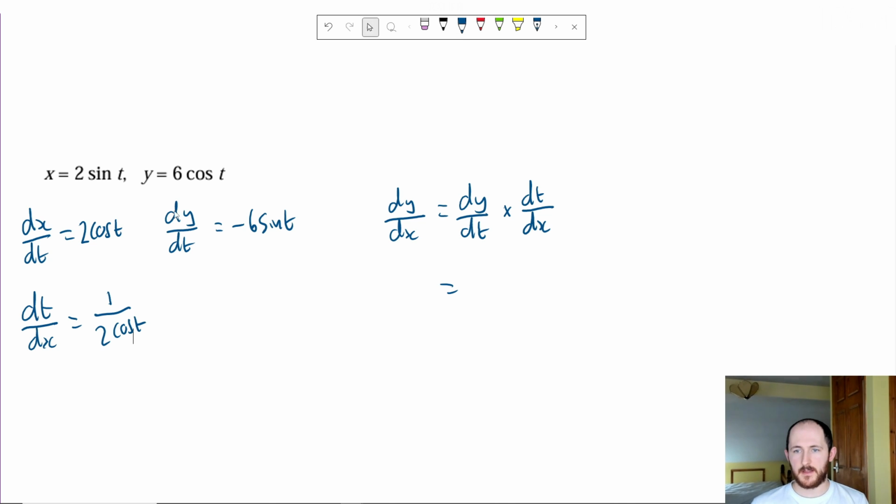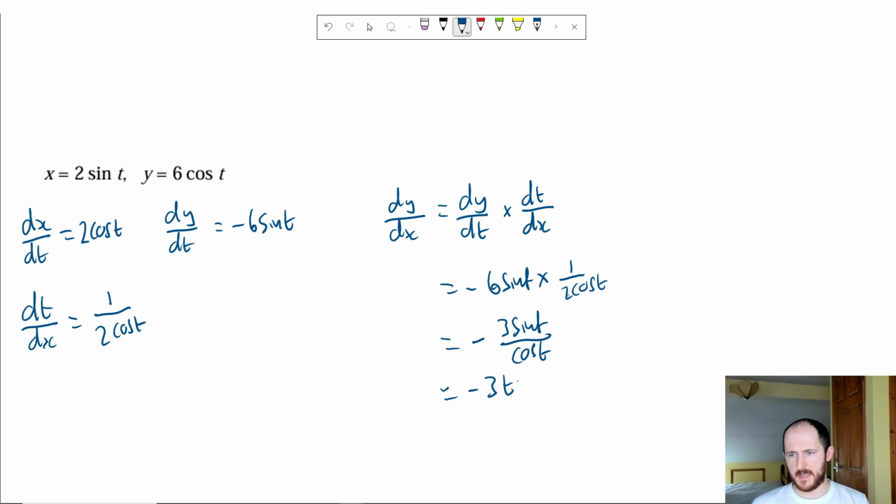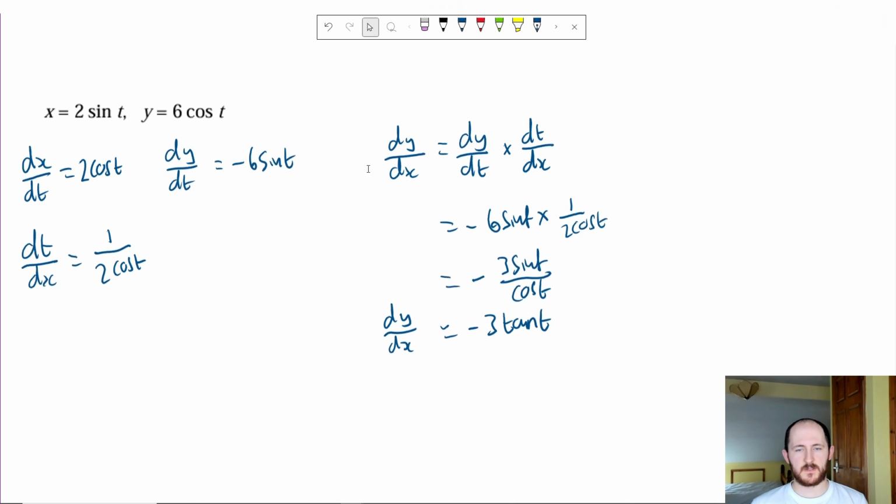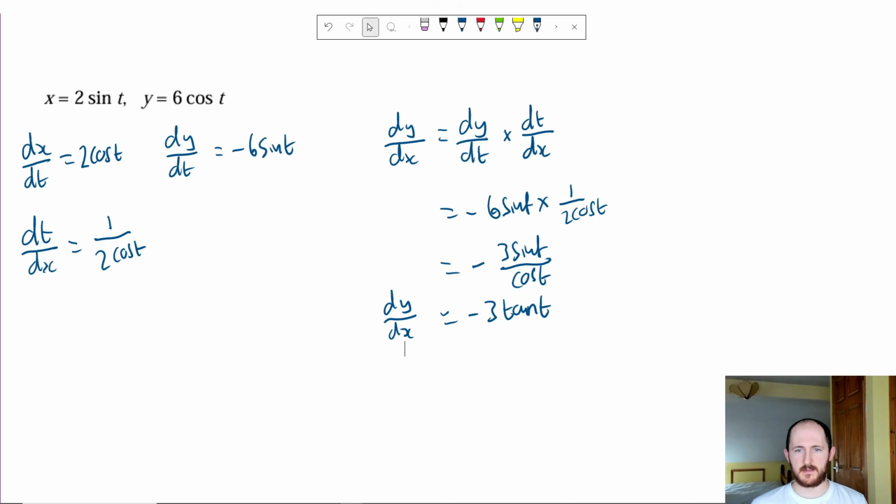So now we have dy by dt, which is minus 6 sine t, multiplied by 1 over 2 cos t. So that gives me minus 6, and there's 1 over 2, so that becomes minus 3. Minus 3 sine t over cos t. So if you wanted to simplify that further, that's minus 3 tan t for our dy by dx. And again, these are 3 or 4 mark questions, and I don't think so far it's too spectacular. It's not too crazy, hopefully.